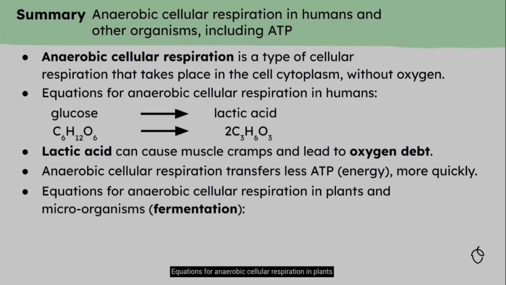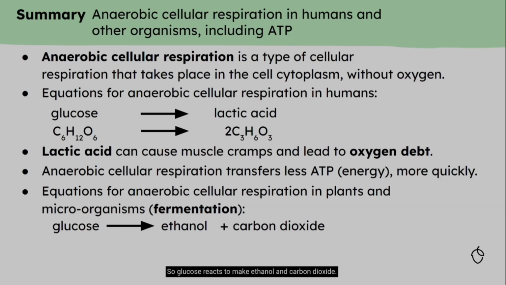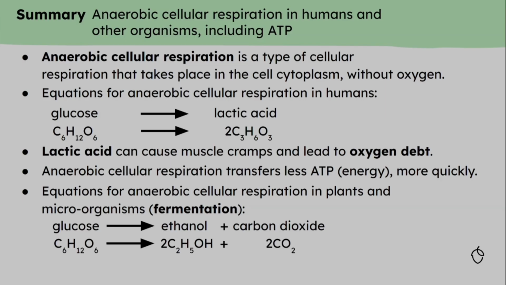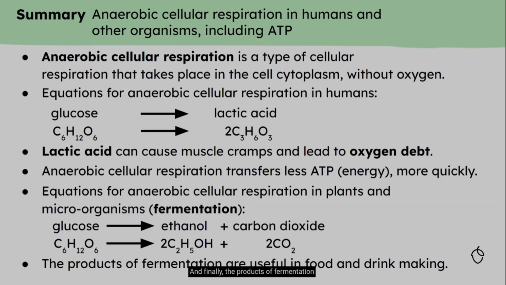Equations for anaerobic cellular respiration in plants and microorganisms, also called fermentation, when anaerobic cellular respiration occurs in microorganisms. So glucose reacts to make ethanol and carbon dioxide. Here it is as a balanced symbol equation. I'll give you a few seconds to make sure that you've copied it down correctly. And finally, the products of fermentation are useful in food and drink making.